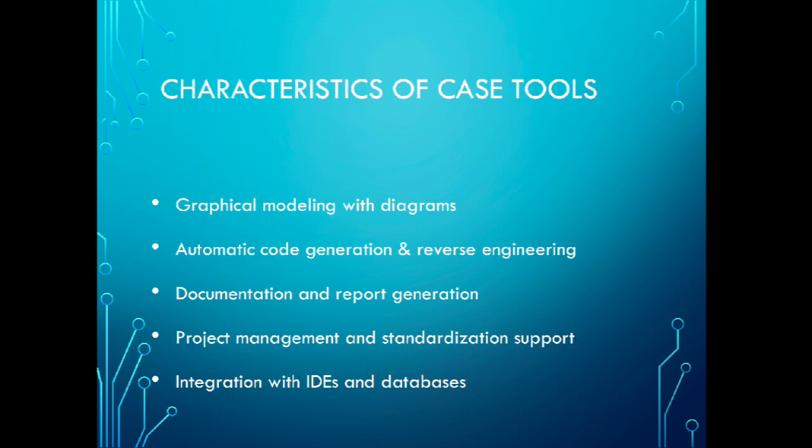Now that we have covered the different types and scope of CASE tools, let's look at their core characteristics. These are the key features that make them so valuable to a software project. First characteristic is graphical modeling. CASE tools excel at allowing you to create clear visual representations of a system. Instead of abstract descriptions, you can build diagrams like UML class diagrams or DFDs.